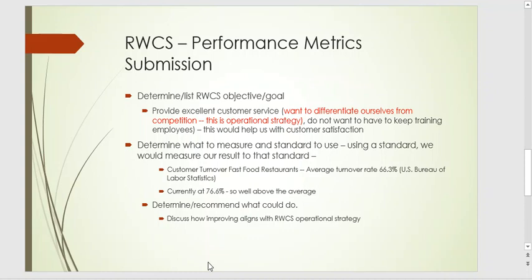I would determine and recommend what could be done, and this could include what somebody at that organization suggests if you have the opportunity to interview them, or maybe you discuss based on your research what other fast food restaurants have done. So if you can't get to that person at the real world case study, you can always do research and find out what other fast food restaurants are doing. So that's just one example, and that's using external data to compare to.